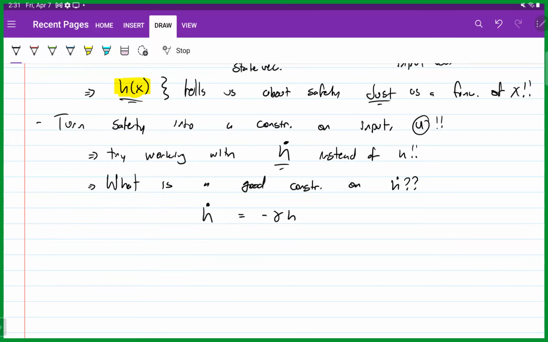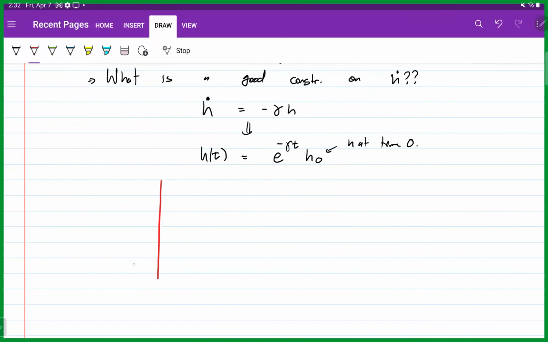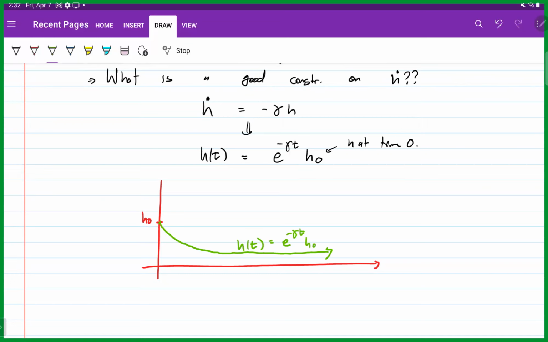Do we remember what the solution to this thing is? Any thoughts? Exponential. Yeah, right. So our solution will be h of t is equal to e to the minus gamma times t times h0, right? That's h at time 0. All right, so if we go ahead and sketch out this function, let's say we're starting at some h0 greater than 0, okay? What we're going to get is an exponential that asymptotically approaches the origin, right? That's going to be h of t equals e to the minus gamma t h0. So does this exponential ever cross over our x-axis over here?